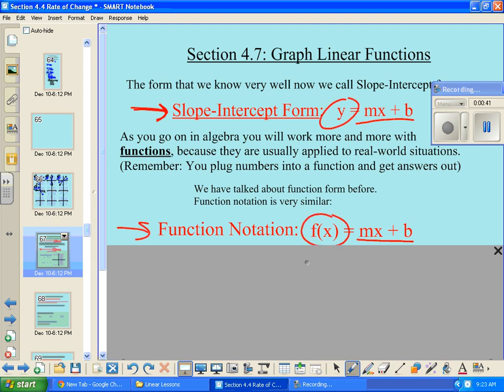a little different. Slope-intercept form, we have y equals mx plus b. Function notation, we have f of x equals mx plus b. So why do they use this particular notation? Often when we're talking about functions, we're usually talking about a function applying to some kind of real-world situation. And in a real-world situation, often we can plug some kind of number in and get an answer out for what we're looking for. And so function notation is just kind of a handy way to do that.